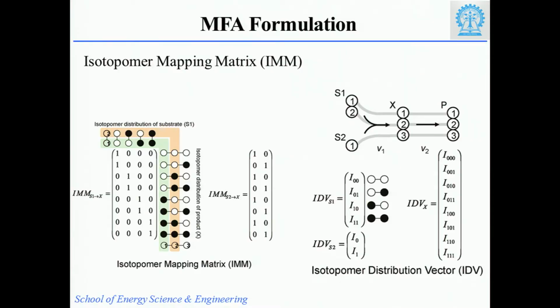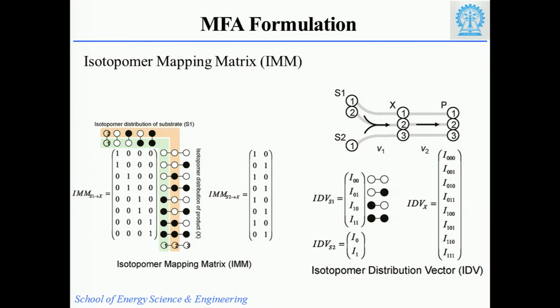And in order to map the IDV with the MDV, we have a matrix. This matrix formulation is also known as the isotopomer mapping matrix. Suppose I know the IDV for this reactant, that is S1. Using the IDV of S1, you can calculate the IDV for the product.